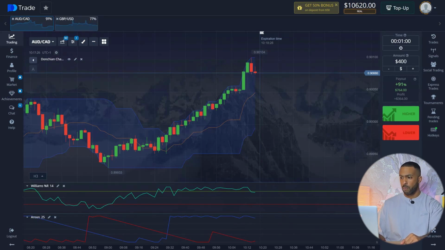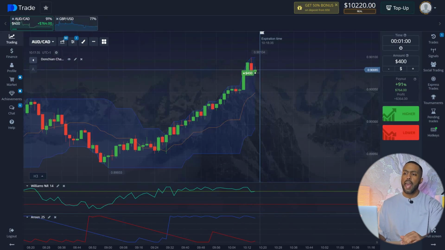Alright, so we're almost there. Here's the right moment, and I opened an up trade for $400 for 1 minute. And the signal from the Aroon indicator has not changed since the beginning of our trade, and it shows a possible price increase so far. But now the Williams line with a decrease in price occupies a horizontal position, which indicates a possible increase in price as well. So that's why I opened an up trade.